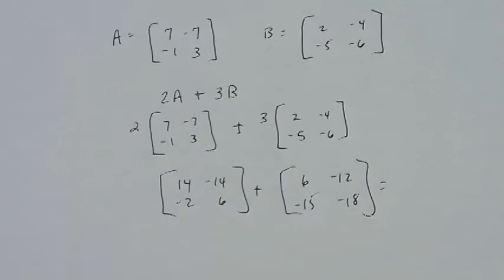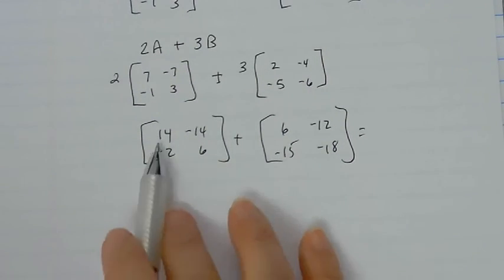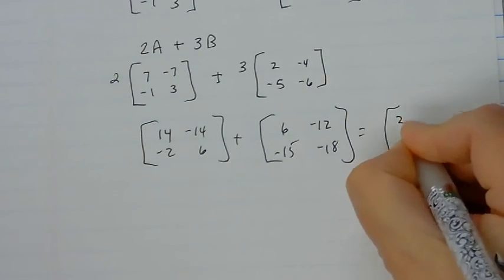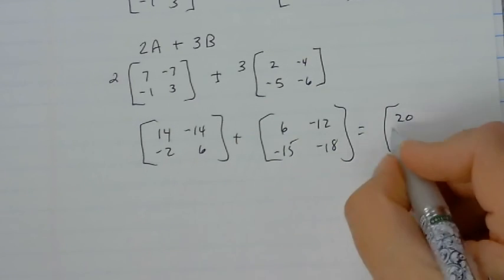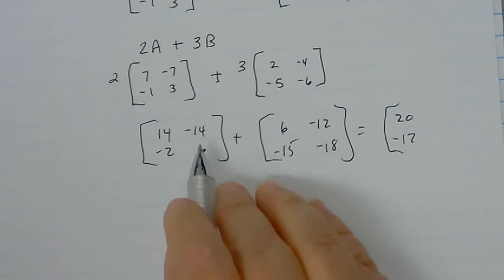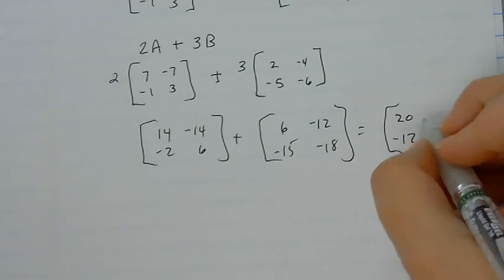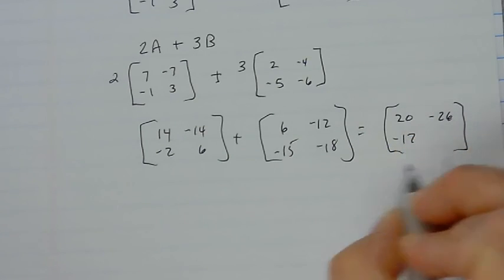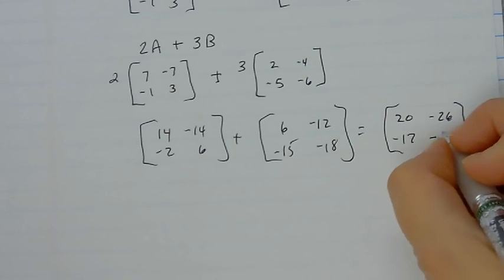And I can add those because they're the same dimensions. So 14 plus 6 is 20. -2 plus -15 is -17. -14 plus -12 is -26. And 6 and -18 is -12.